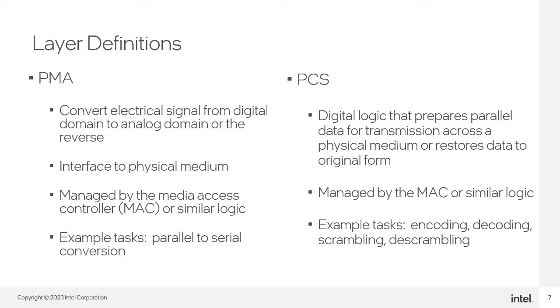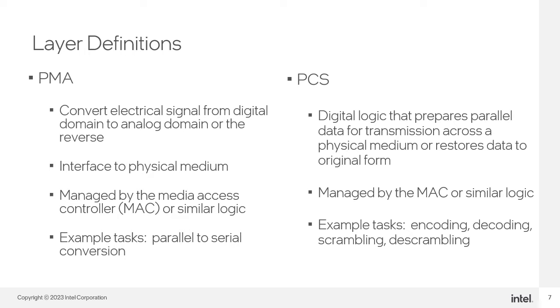The purpose of the PMA is to convert the data between the parallel digital domain and the serial analog domain. The PMA could also connect directly to your physical communication medium, like a board trace, or it could connect to another device that connects to the actual physical medium, like an optical transducer, converting the electrical signal to and from light.